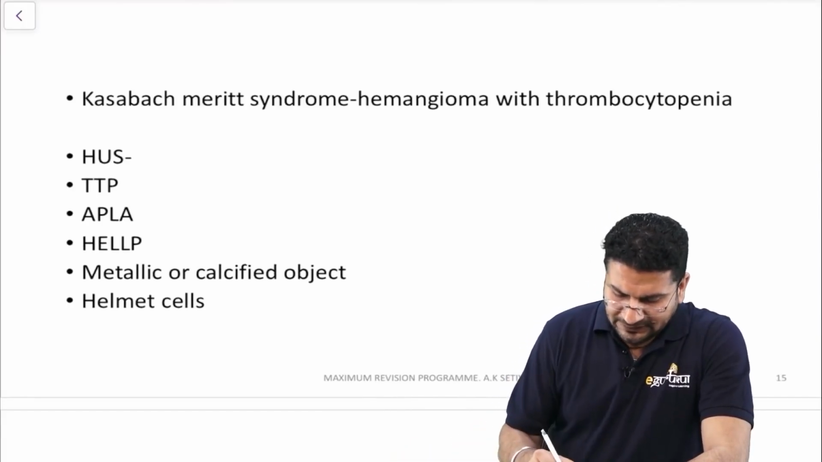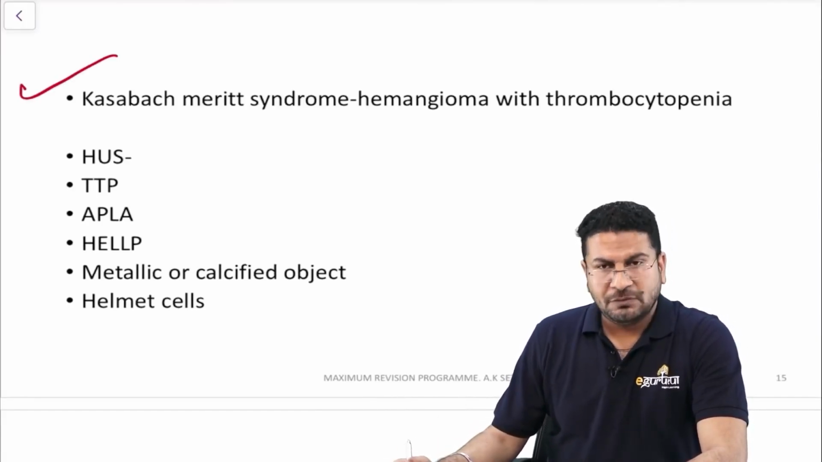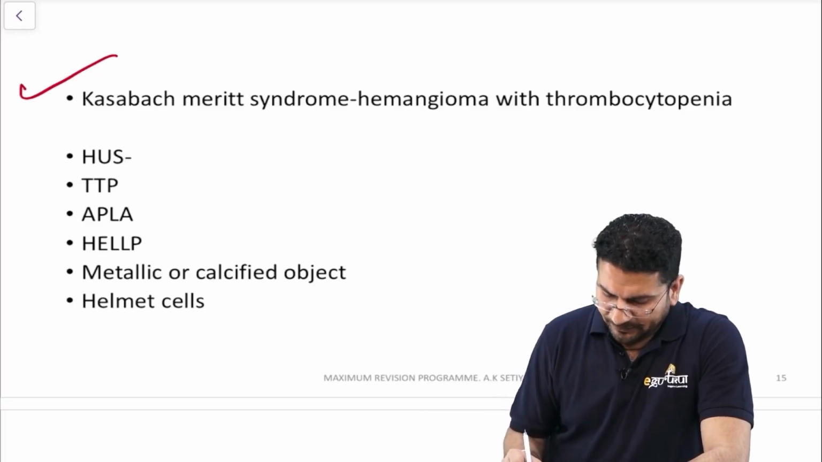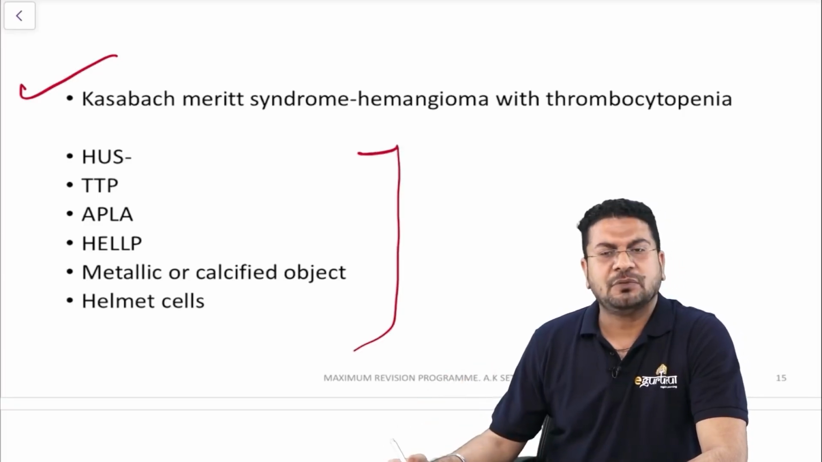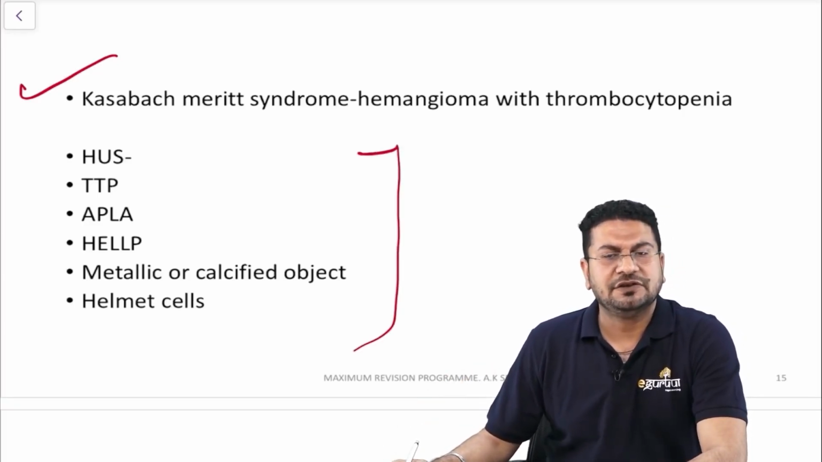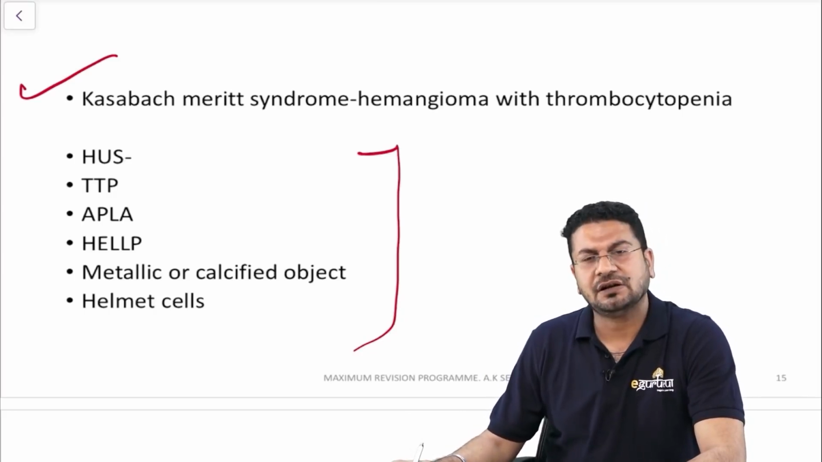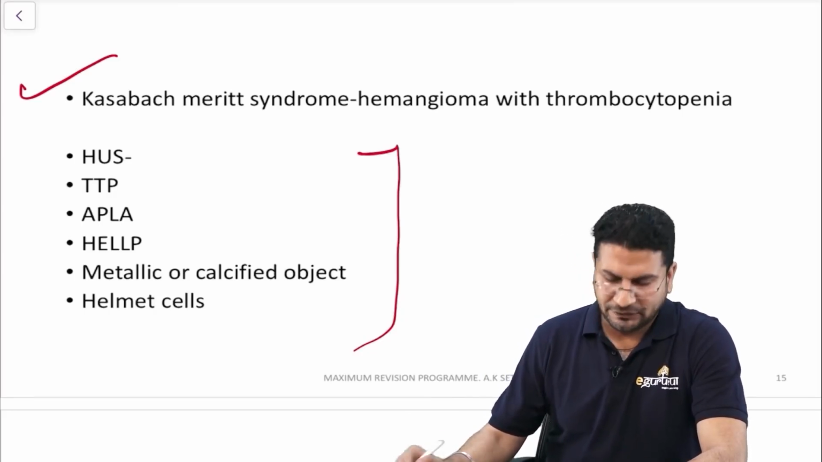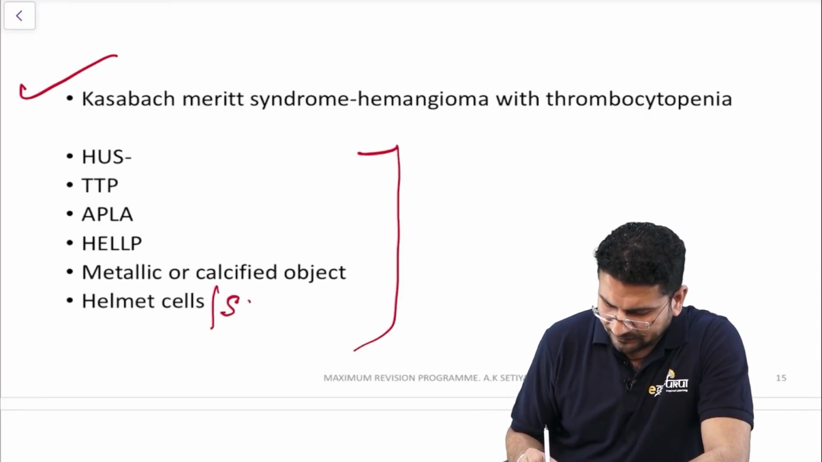Okay, a new question. Kasabach-Merritt syndrome, there can be hemangioma with thrombocytopenia. Hemolytic uremic syndrome, thrombotic thrombocytopenic purpura, antiphospholipid antibody syndrome, HELLP syndrome, can be a metallic or calcified object. In histopathology, you will find helmet cells. Helmet cells, we also call them schistocytes.